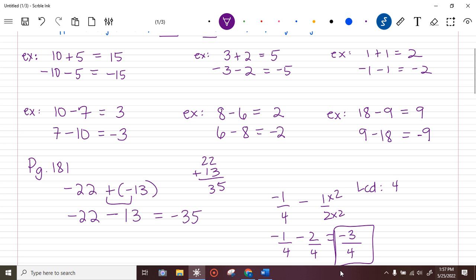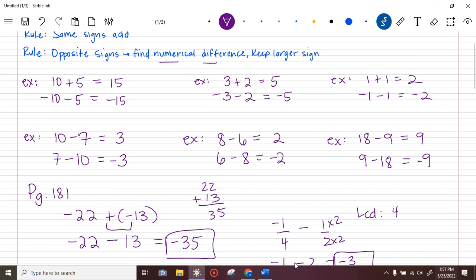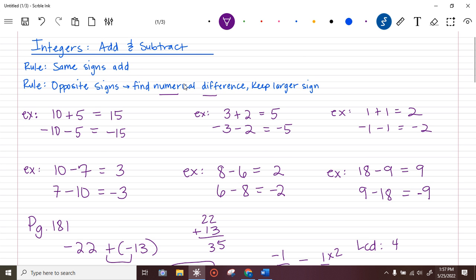So you just apply these rules to harder problems. As long as you stick to the same signs, add, opposite signs, find the numerical difference, you should be okay. And with a little bit of practice, integers are not that bad, but you definitely need to master them.